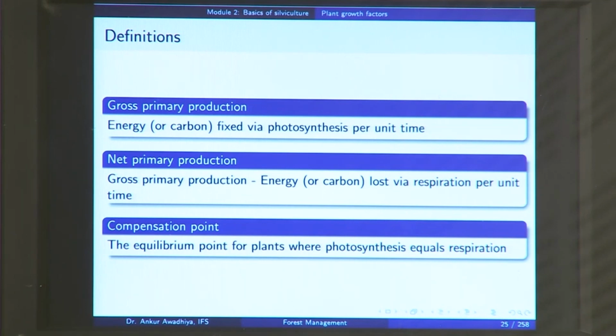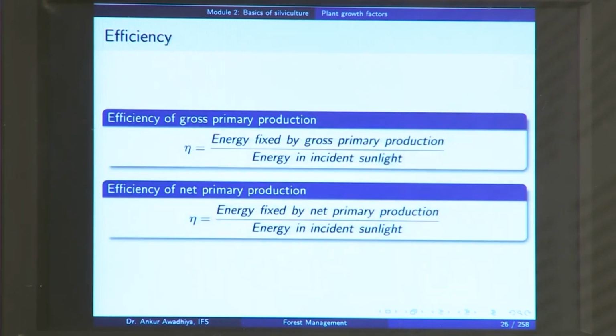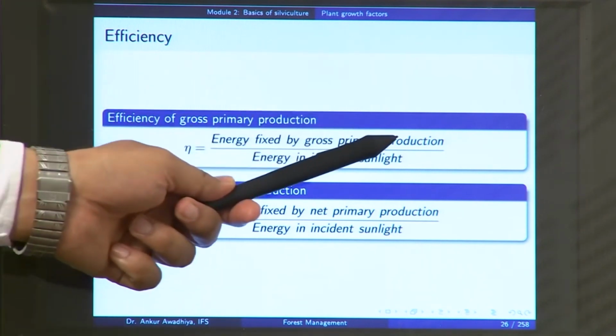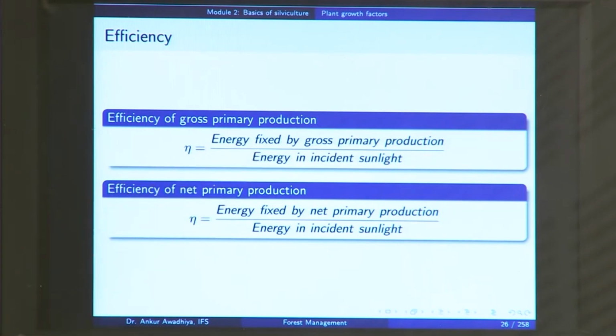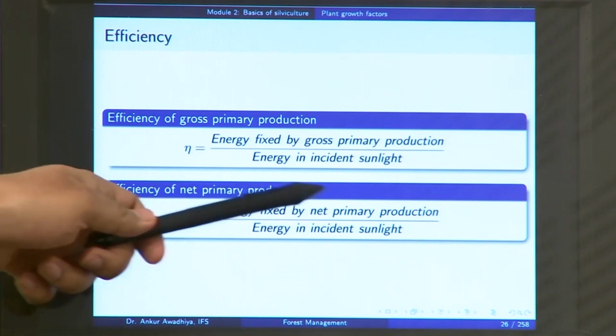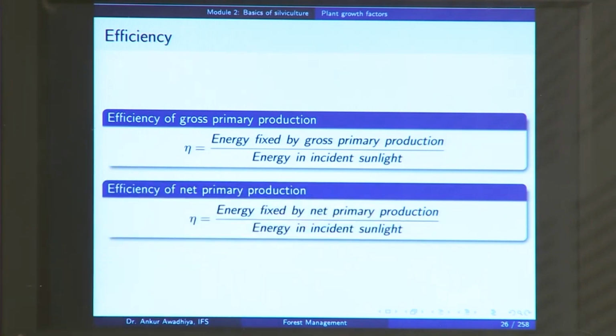So, compensation point is the equilibrium point for plants where photosynthesis is equal to respiration. Now, apart from production, we also define efficiency. So, efficiency is the amount of energy that is being fixed by the plants divided by the amount of energy that was present in the sunlight that the plants are using to convert carbon dioxide and fix it. So, we define efficiency of gross primary production as the energy fixed by gross primary production divided by energy in the incident sunlight, and we define efficiency of the net primary production as energy fixed by net primary production divided by energy in the incident sunlight.